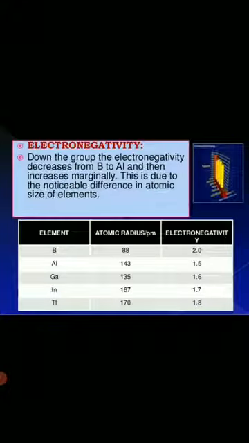Students, down the group, electronegativity decreases from boron to aluminium and then again increases marginally, that means a very fine difference will be there. This is due to the noticeable difference in the atomic size of the elements.